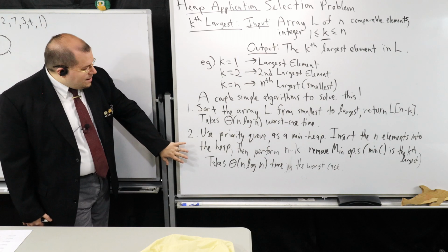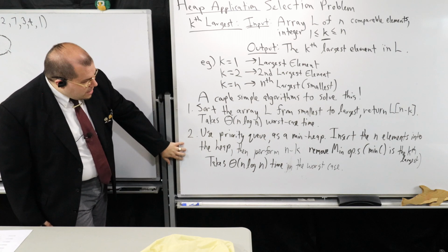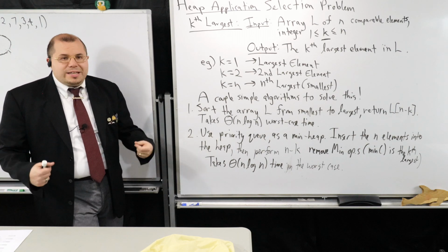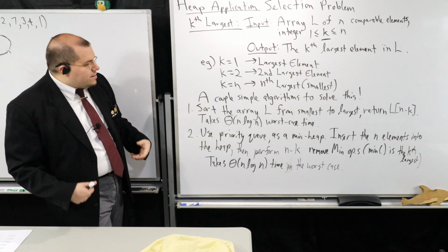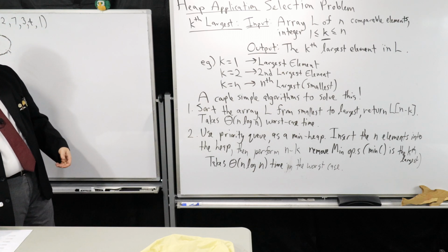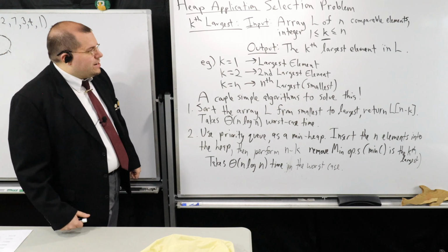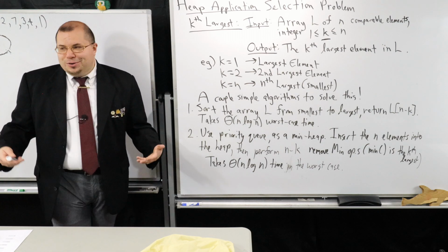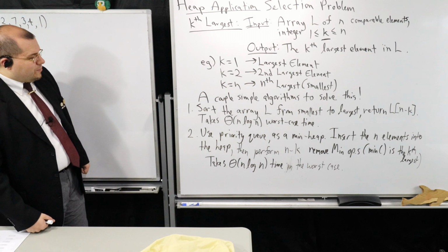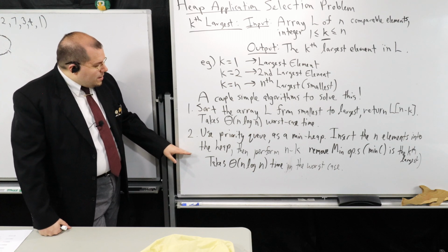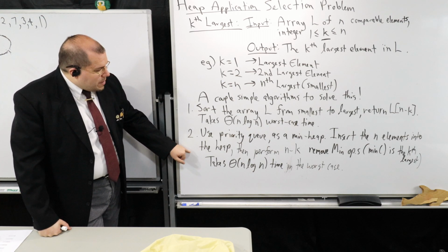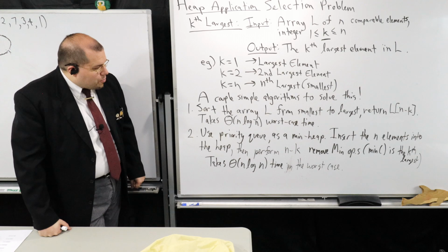So this idea is where I use a priority queue as a min heap, and I'm going to insert the n elements of my array into this heap. Now, of course, if you want to get very nitpicky about this, you could technically use heapify to build a heap that way. But the point is that I'm going to perform n minus k remove min operations.